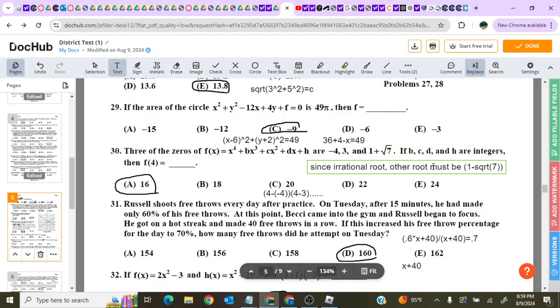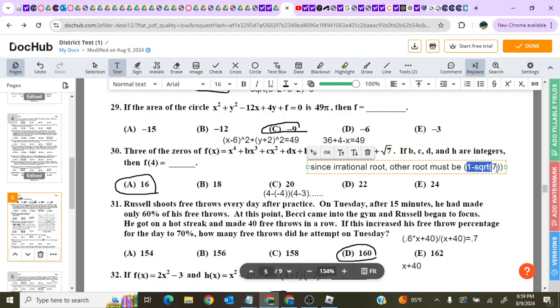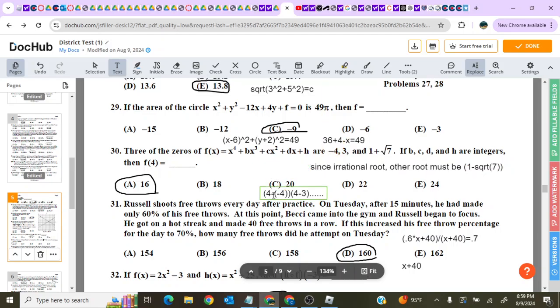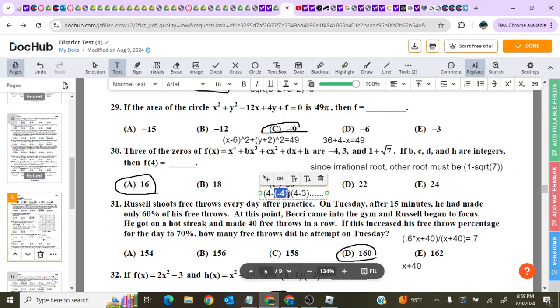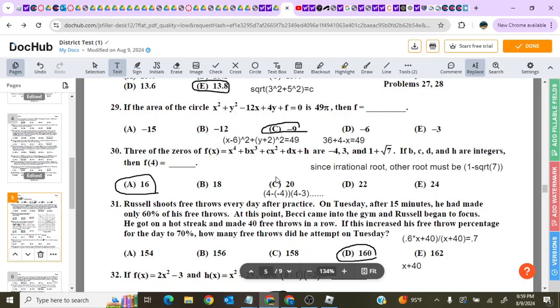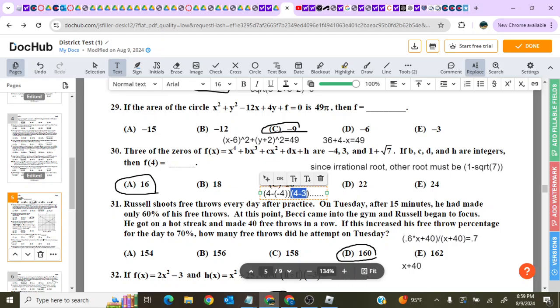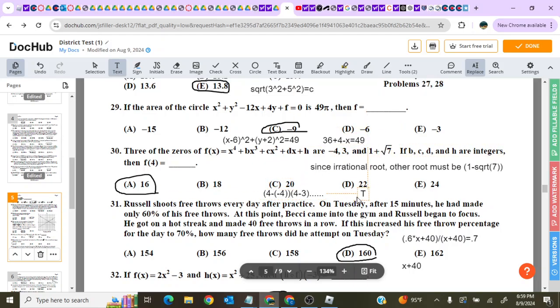So if you do that, the other root must be 1 minus square root of 7. And then you just do 1, or since you're plugging in 4, you can write it in terms of x minus all your roots. That's a valid way to write equations like this. So 4 minus negative 4, 4 times 4 minus 3 times all this stuff continued gets you a value of 16.